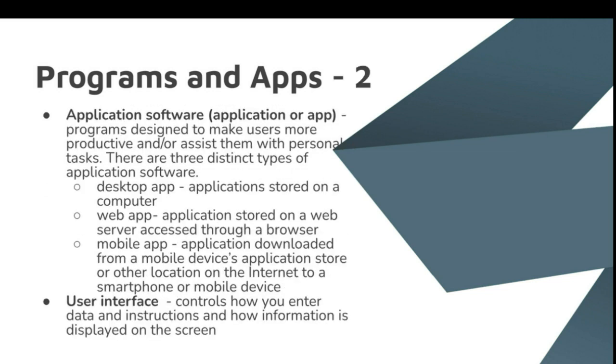Application software. Application software is also called an application or an app. They're programs designed to make users more productive and/or assist them with personal tasks. There are three distinct types of application software: a desktop app, an application stored on a computer; a web app, an application stored on a web server accessed through a browser, as we said before, Internet Explorer, Firefox, Chrome, etc.; and a mobile app, an application downloaded from a mobile device's application store or other location on the internet to a smartphone or a mobile device.